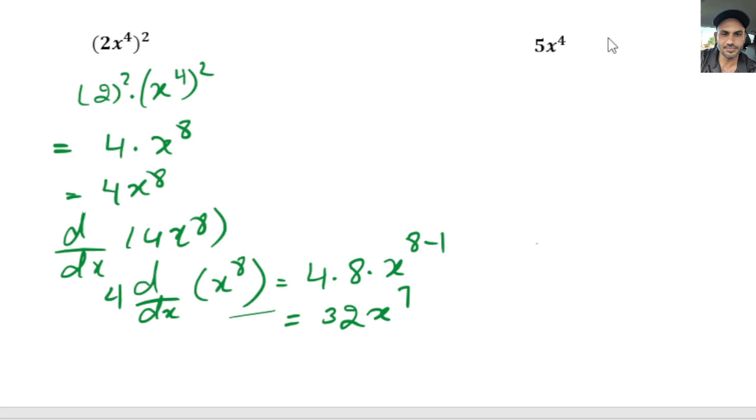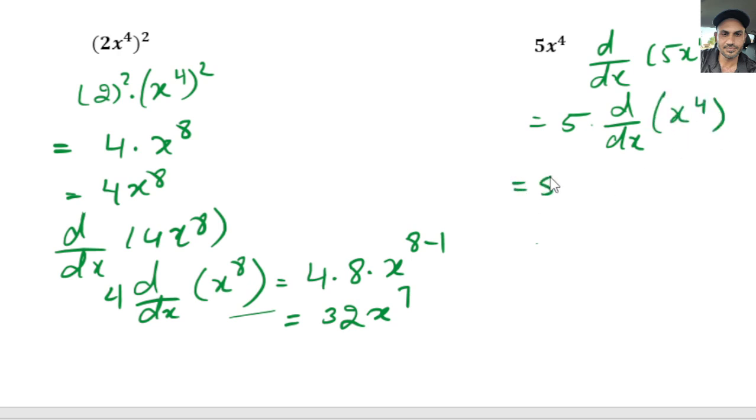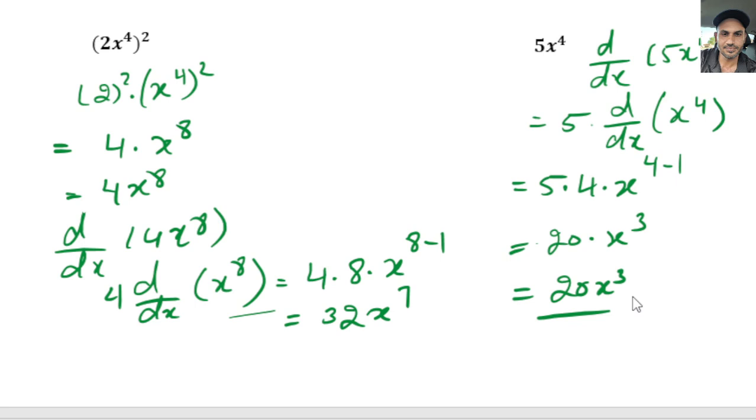And this one, we do the same thing here. We want to take the derivative of 5x to the 4. We take 5 out of the derivative term, so 5 times d over dx of x to the 4, because 5 is a constant. Now we take the derivative of x to the 4, so 4 becomes the coefficient times x to the 4 minus 1. So we have 20 times x to the 3, which is 20x to the 3. This is our final answer.